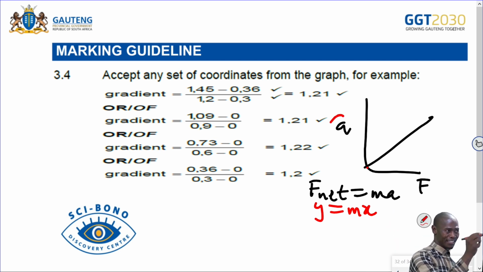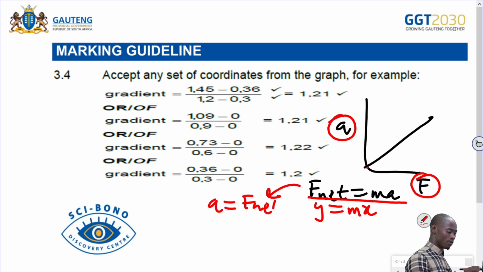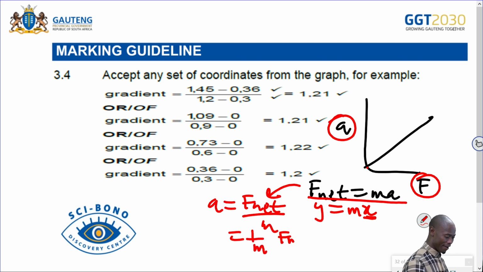What is my y? It's a. What is my x? It's F. If my y is a, I need to make a the subject of the formula. So a equals F net over m, which is the same as 1 over m times F net. So that is a. So it's y equals mx.